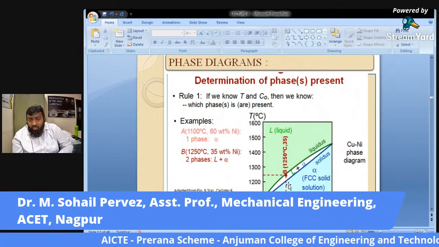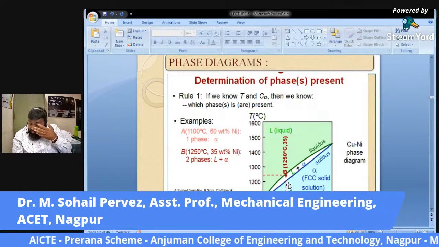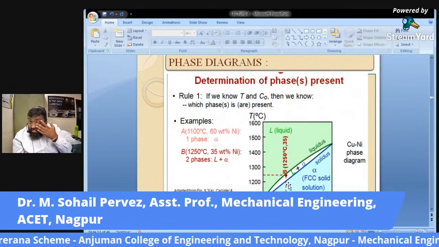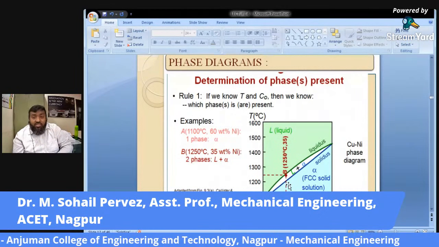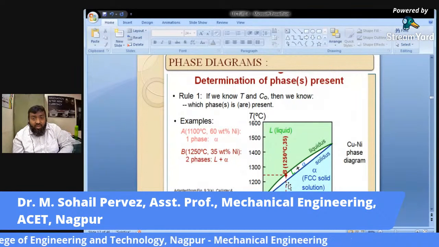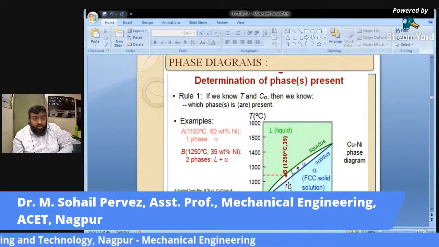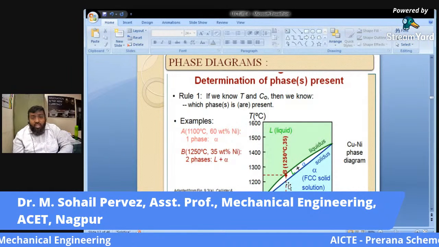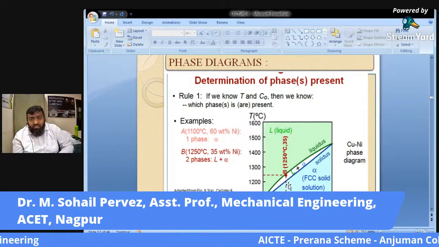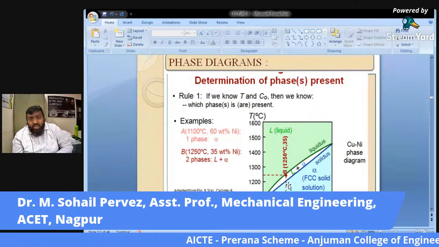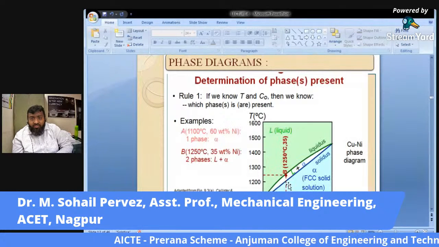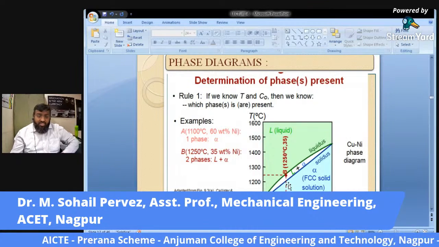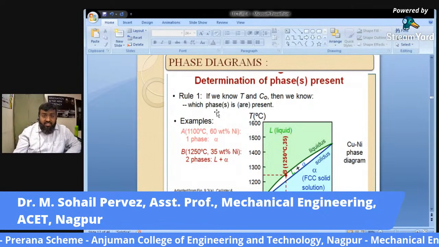Now there are certain rules, because we'll always be asked with the 3 requirements in any numerical of phase diagrams. So we'll go one by one and see. Rule number 1, if we know temperature and composition, that is CO, then we know the first question: which phases are present.